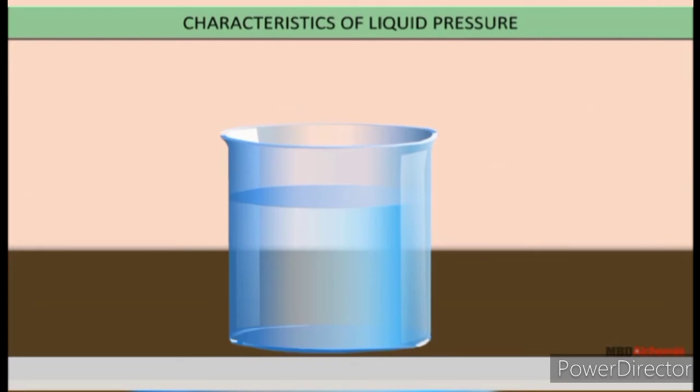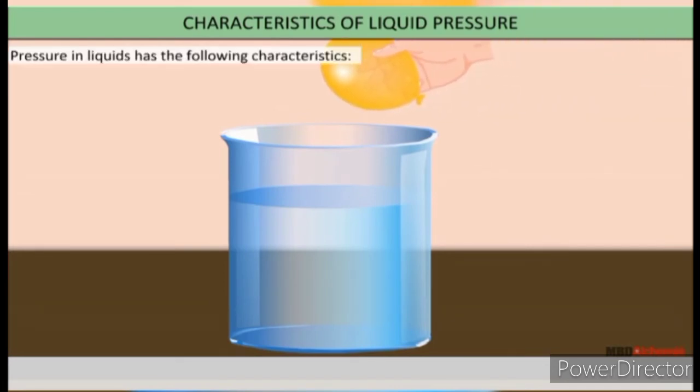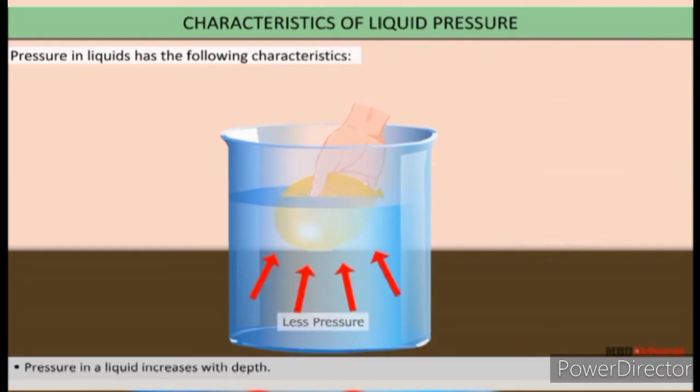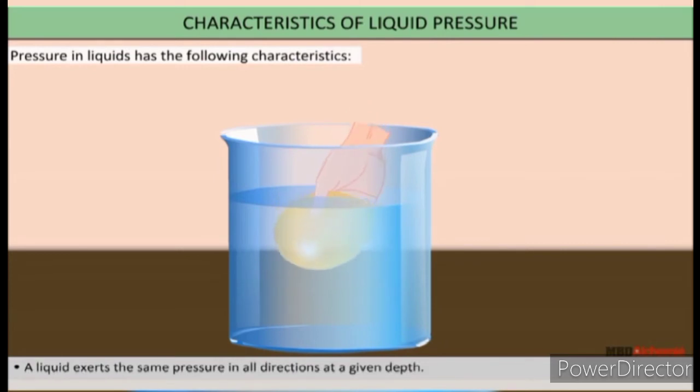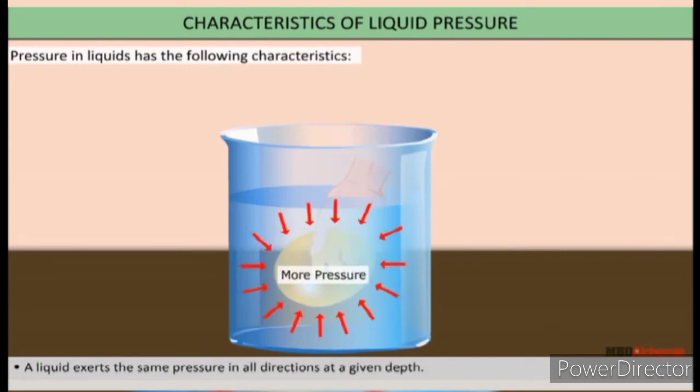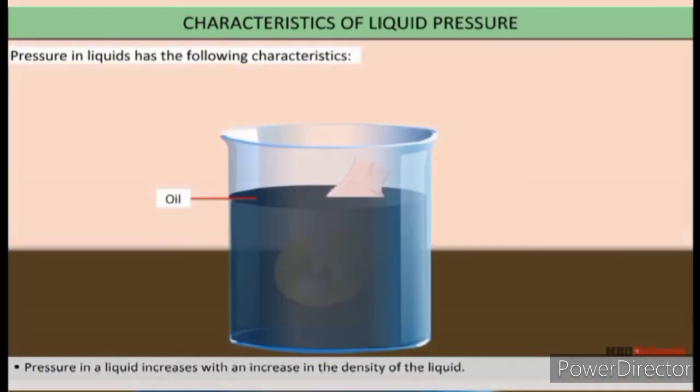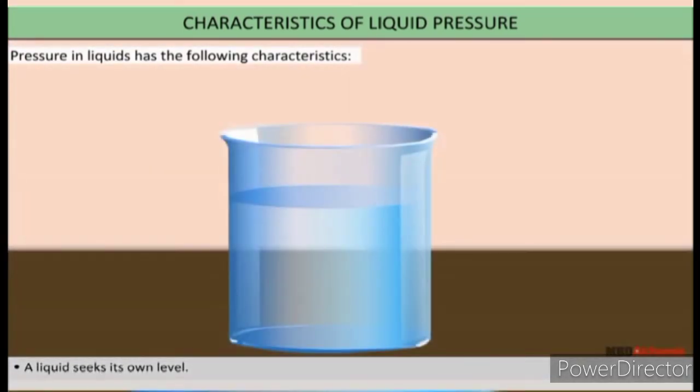Characteristics of liquid pressure. Pressure in liquids has the following characteristics. Pressure in a liquid increases with depth. A liquid exerts the same pressure in all directions at a given depth. Pressure in a liquid increases with an increase in the density of the liquid. A liquid seeks its own level.